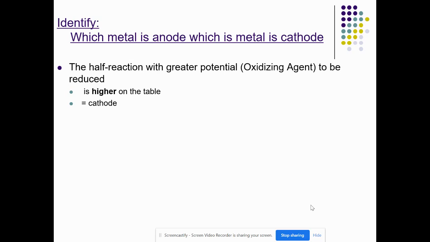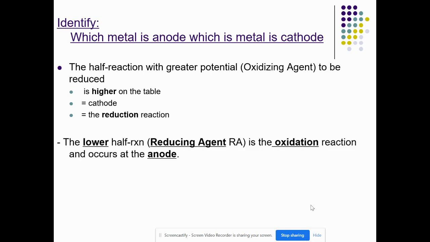Whatever one is higher on the table, that is your cathode. So just look at your table. If it's higher, it's the cathode. That's the reduction reaction, exactly how we see it on your standard reduction table. The lower reaction, which is the reducing agent, is the oxidation reaction. This occurs at the anode. So whatever's lower on the table is going to occur at the anode. This is what's happening for our electrochemical cells. It'll be different later for non-spontaneous reactions, but these ones are all spontaneous reactions. Higher is the cathode, lower is the anode.